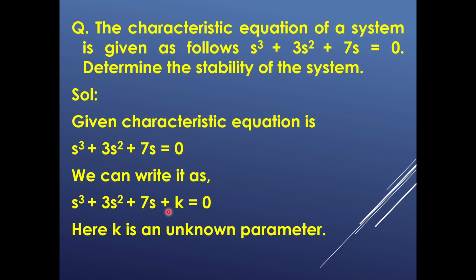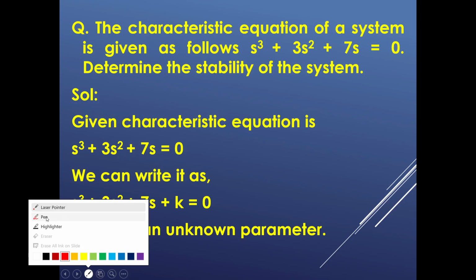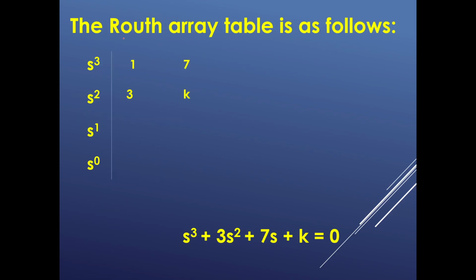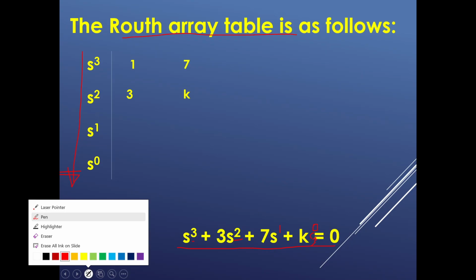Okay, and now let us draw the Routh Hurwitz, Routh array table. So for that, first of all, consider the characteristic equation. So how many s power terms are there? S power 3, s power 2, s power 1, and one more is s to the power of 0. So write down in a column starting from the highest power of s to the lowest power of s.